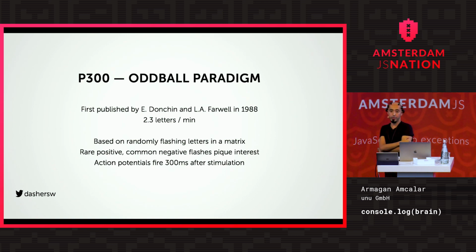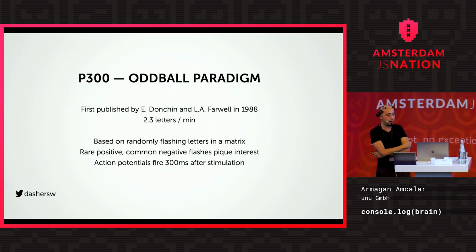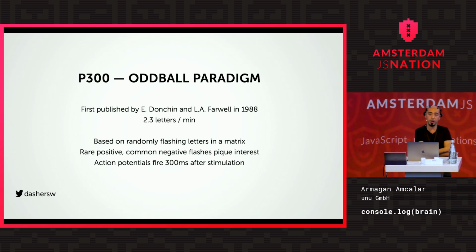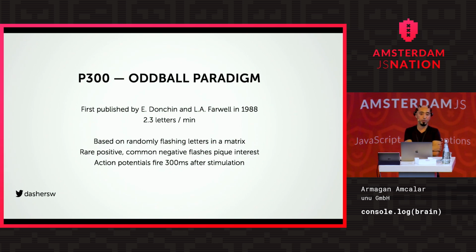But people kept on experimenting. And in 1988, they came up with something called the Oddball Paradigm. It's an experiment where researchers tried to help people type with their brain signals. It was 30 years ago. And they were successful. So I'm going to show you a run in a minute.